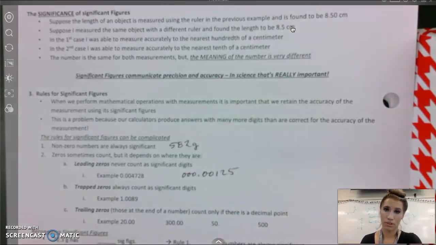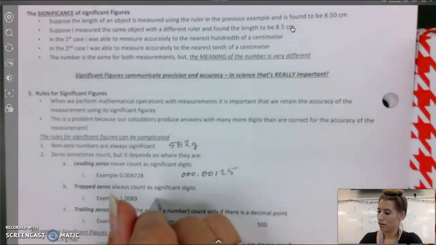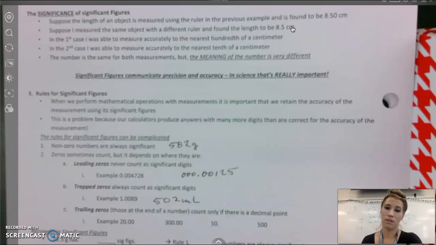Trapped zeros are different though. Zeros that are trapped between non-zero digits are always significant. Okay? So we have this example down here. Those zeros are significant. So our total number of sig figs is 1, 2, 3, 4, 5 significant figures. Or if we have 502 milliliters, that would be 3 significant figures.